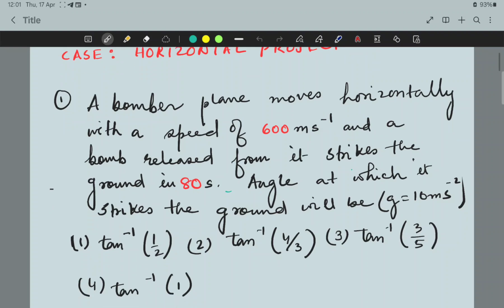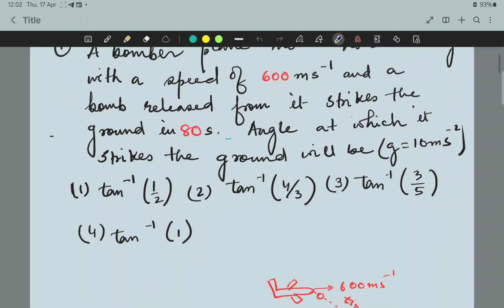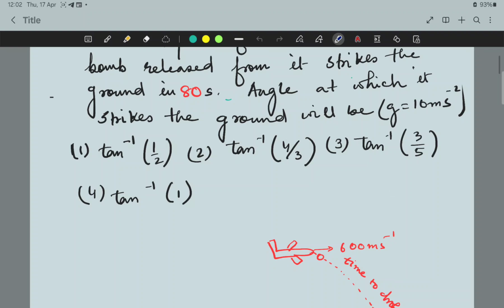So let's begin. The first problem goes like this, that a bomber plane is moving horizontally with a speed of 600 meter per second, and it releases the bomb which strikes the ground after 80 seconds. Now in this question it is asked, what is the angle at which the bomb will strike the ground?